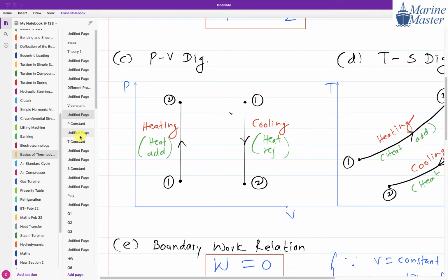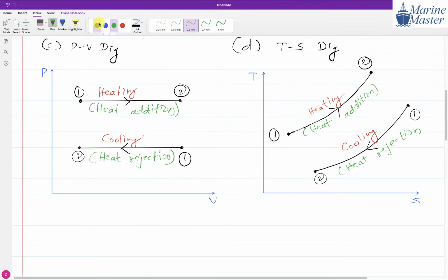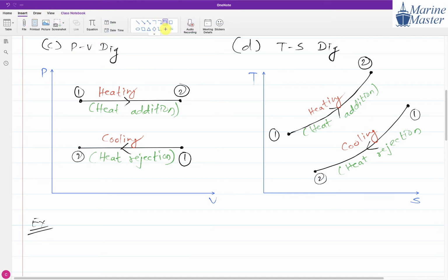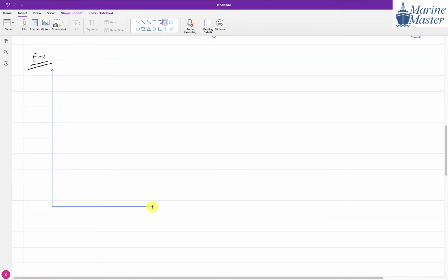Suppose I'm going to take just one example. Through that example you will get a more detailed idea. Suppose there is a first process. Just observe the things here carefully.